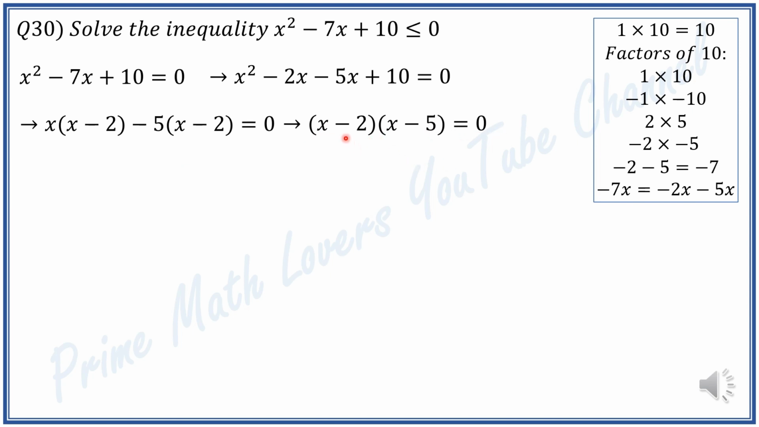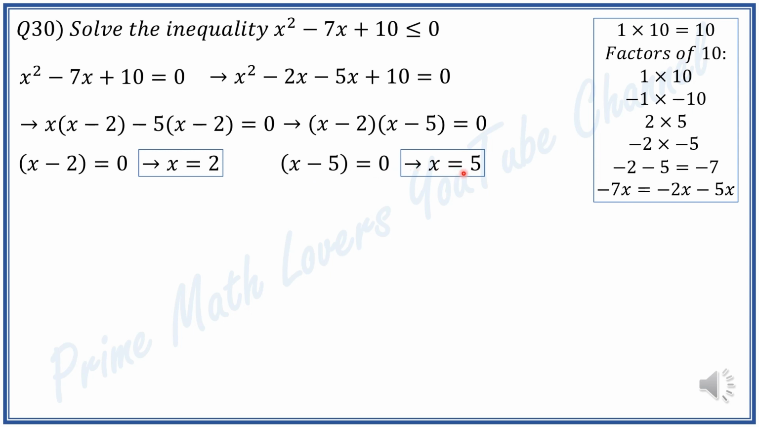When two terms multiplied together is 0, we set each of them equal to 0. So x minus 2 is 0, x is 2. x minus 5 is 0, x is 5. Now we need to do test intervals.